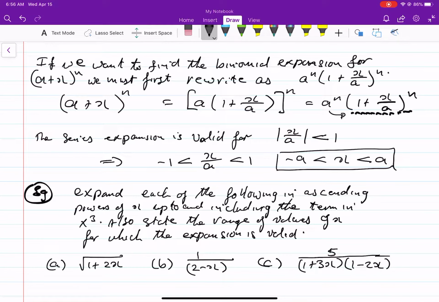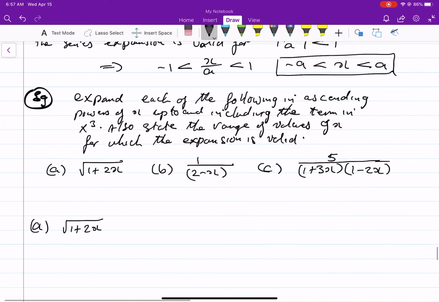Expand each of the following in ascending powers of x. By the way, in this case you can only get ascending powers of x for obvious reasons, right? The series expansion is infinite, so there's no way you can get to the infinite end to write the series going back the other way. Expand each of the following in ascending powers of x up to and including the term in x cubed. Also state the range of values of x for which the expansion is valid. I gave 3 examples there, and I'm going to go through them one at a time.